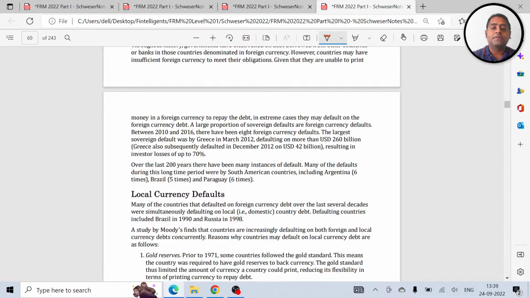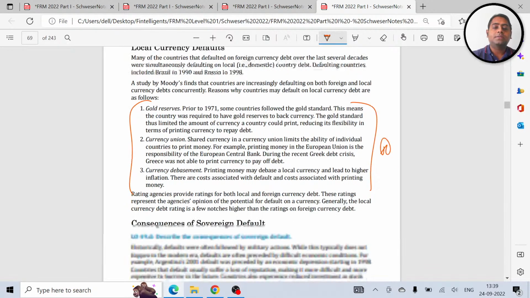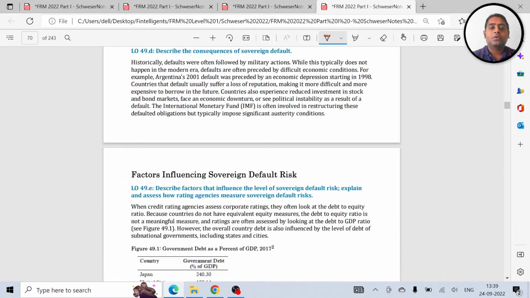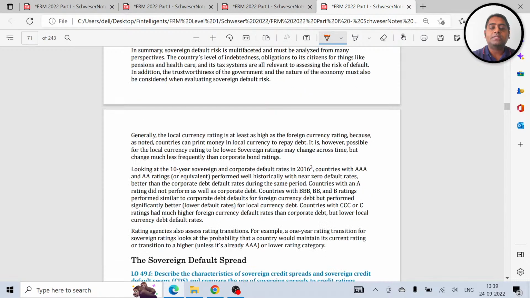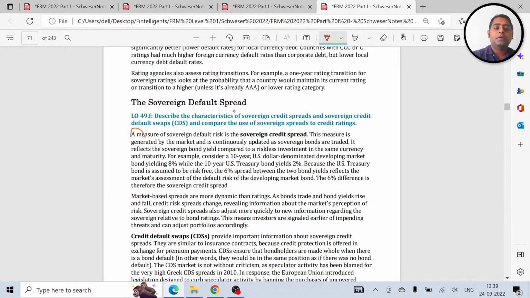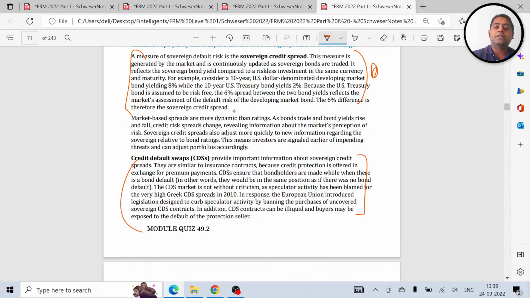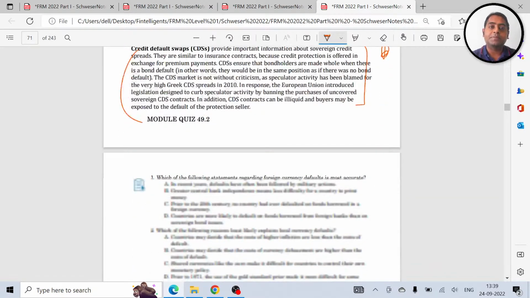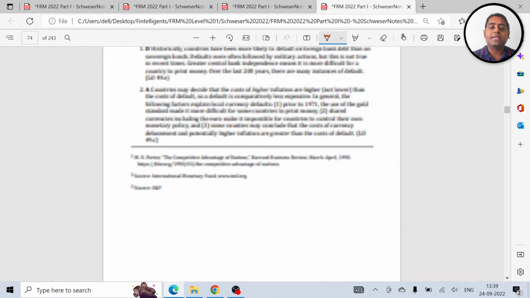Sovereign default, local default. This paragraph, why local default happens, is important. Consequences of sovereign default, okay. Rest more or less theoretical. I don't expect this to happen. Sovereign default, this paragraph, and CDS. You can read these sections from the exam perspective, important for the exam. I'm going to move towards the next section now.